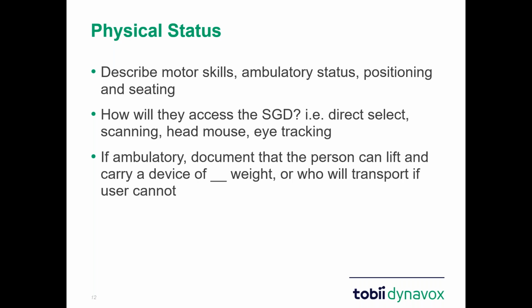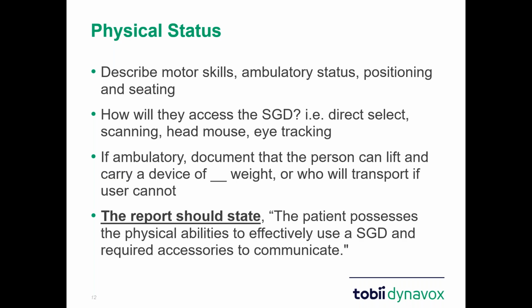So if ambulatory, you need to document that the person can lift and carry a device of X amount of weight, or who will transport the device if the user cannot. So if you have a little kid that can't carry it around, is the mom or the dad going to carry it around? Like, what's the plan so that this patient can use it in various circumstances? And I have a tool for that coming up soon. But the report should state the patient possesses the physical abilities to effectively use an SGD and required accessories to communicate. So you're just showing that they have those physical abilities to effectively use everything you're recommending.